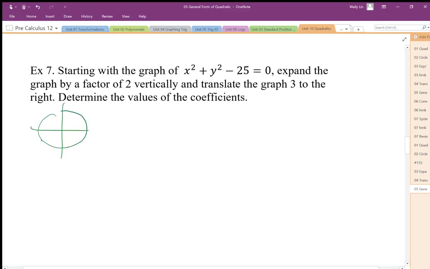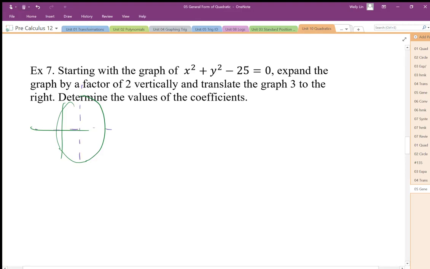We're going to stretch this graph vertically. So I'm going to take that graph and stretch it vertically. Okay, and then I'm going to translate the graph 3 to the right. So we're going to end up with a graph that looks something like that. So what does this look like? What's the equation of this going to look like?